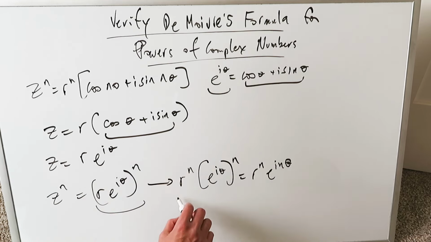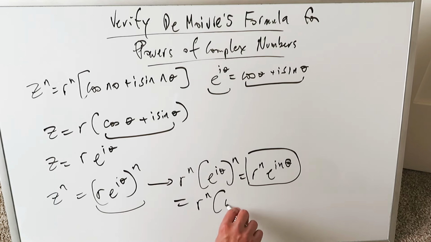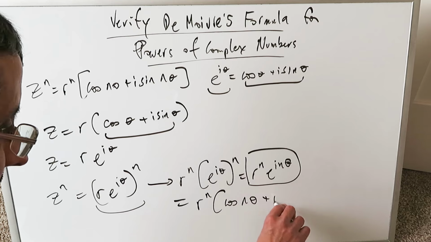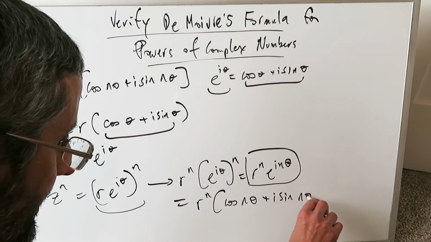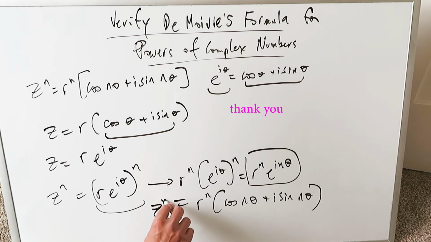All you have to do is now expand this part right here and your verification procedure is completed. You have r to the n, you will have cosine n theta plus i sine n theta. This expansion is done by means of Euler's identity. All of this is equal to z to the n, which is your power of a complex number, and the verification procedure is completed. That's all I wanted to show you.